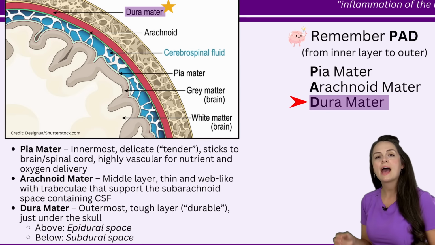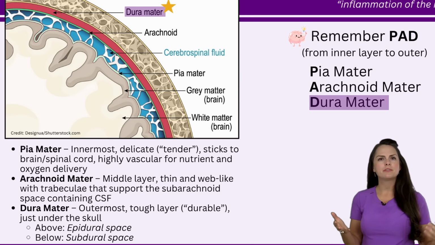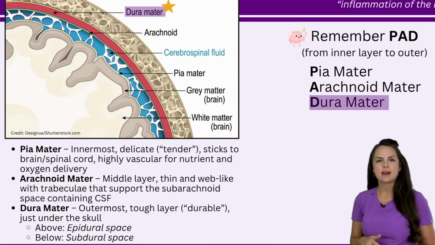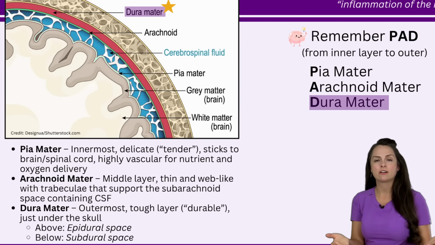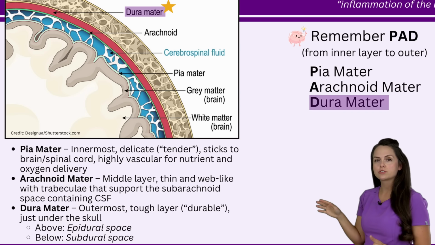And then lastly, we have the dura mater. This is the outermost layer. Now, to help you remember this layer, think of the English word durable. That means strong and tough. That really describes this layer. It's a layer that's extremely strong and tough, and you're going to find it just below the skull bone.